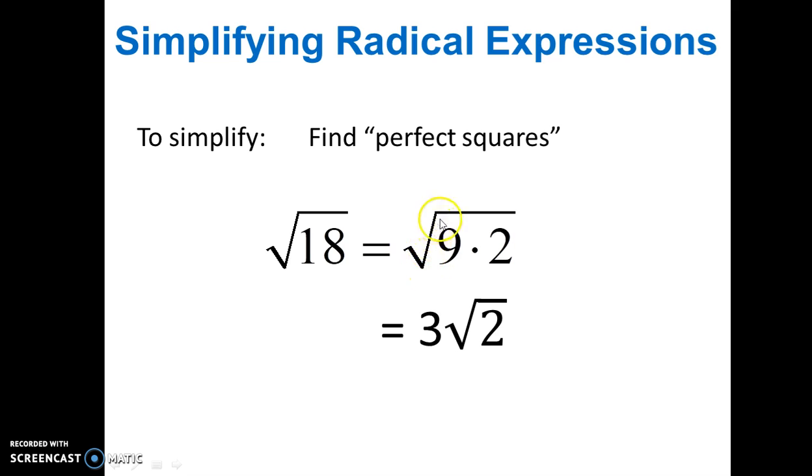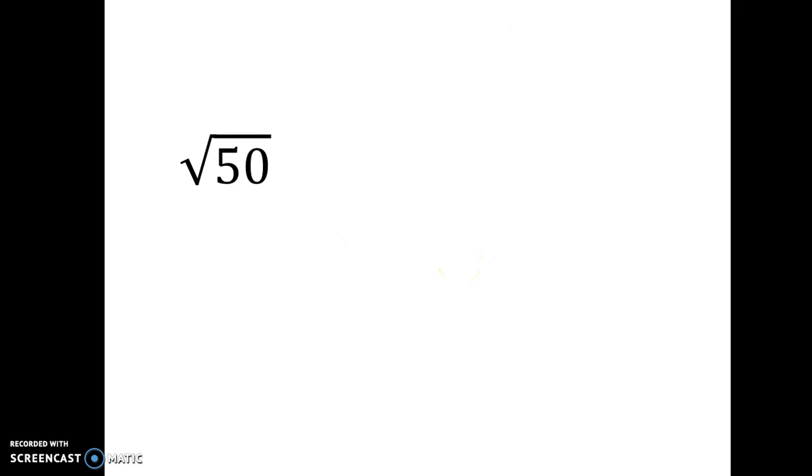And now we can look at these two things, and if we can take the square root of one of them, we do. So we can take the square root of 9, which is 3. So there's that 3, we've taken the square root of 9. But the root of 2, we can't take the square root of that. We leave that as a root 2. So that has been simplified into 3 root 2. Simple process, but if you have trouble thinking in your mind of perfect squares and multiplication tables, this will be tougher for you. So try this one.